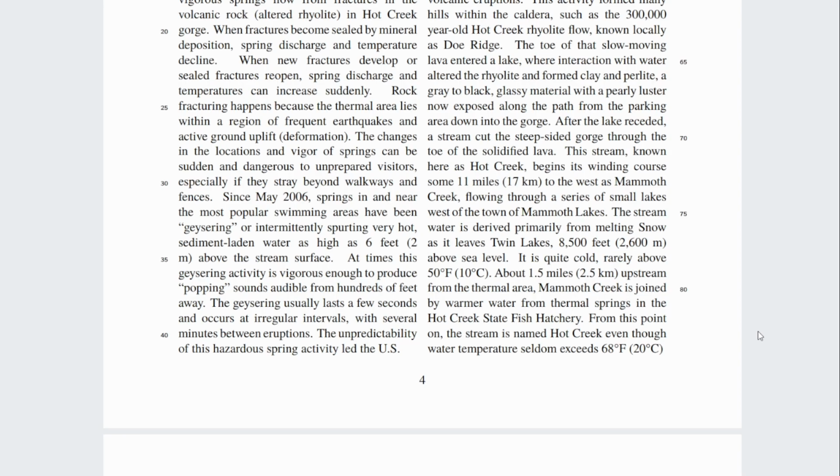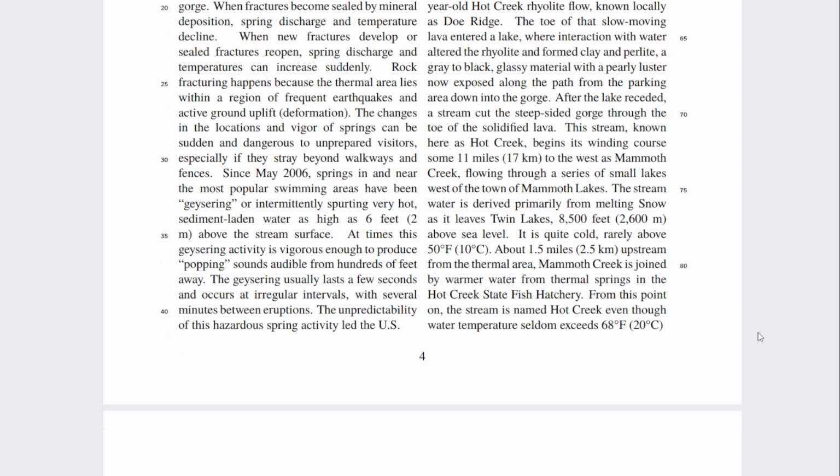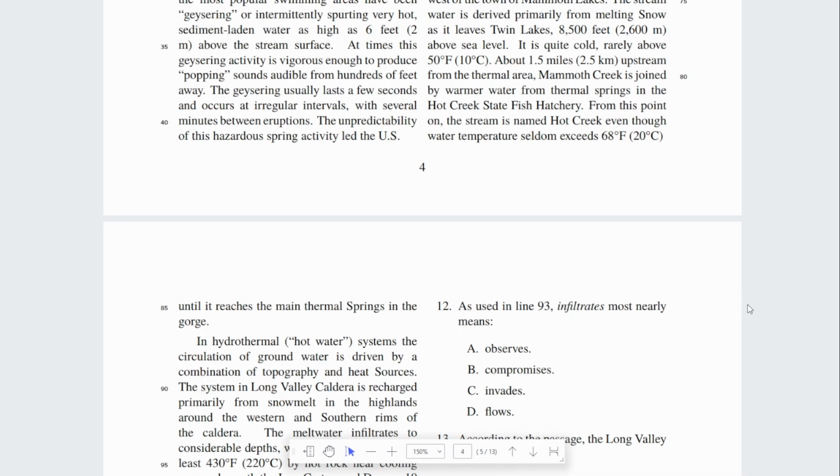The stream water is derived primarily from melting snow as it leaves Twin Lakes, 8,500 feet, or 2,600 meters above sea level. It is quite cold, rarely above 50 degrees Fahrenheit, 10 degrees Celsius. About 1.5 miles, 2.5 kilometers upstream from the thermal area, Mammoth Creek is joined by warmer water from thermal springs in the Hot Creek State Fish Hatchery. From this point on, the stream is named Hot Creek, even though the water temperature seldom exceeds 68 degrees Fahrenheit, 20 degrees Celsius, until it reaches the main thermal springs in the gorge.